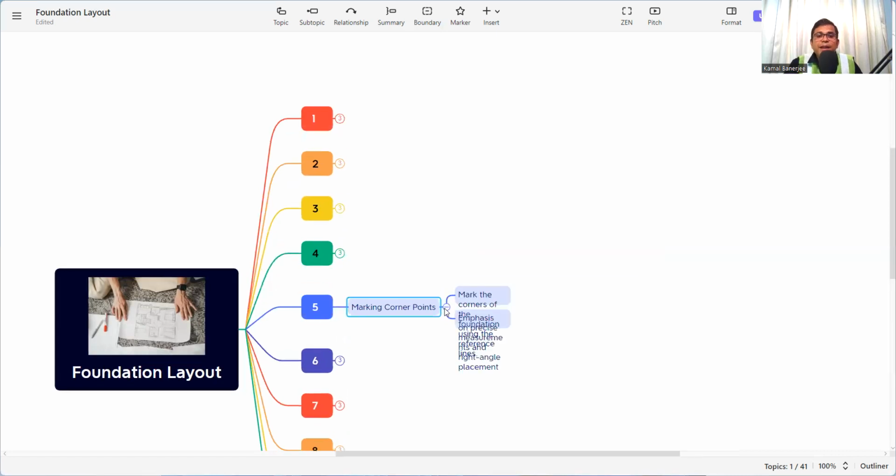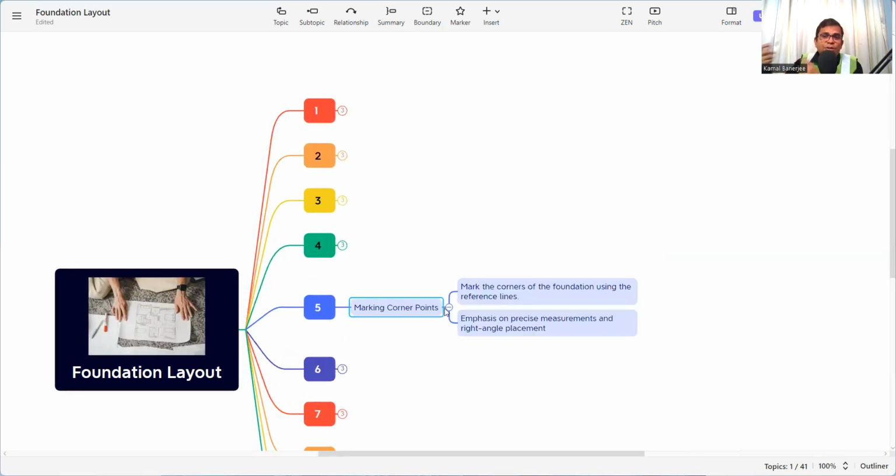Then mark the corner points. From that reference line or the grid line, you know the distance of the foundation. From that, you need to measure using the tape. Then you have to peg a nail at that point. There are four corners of the foundation, or according to the geometry, the number of corners, and you need to fix the corner points with respect to the grid line or the reference line. So these things you need to take care of. First, the reference line. The second is the corner point or the grid point.